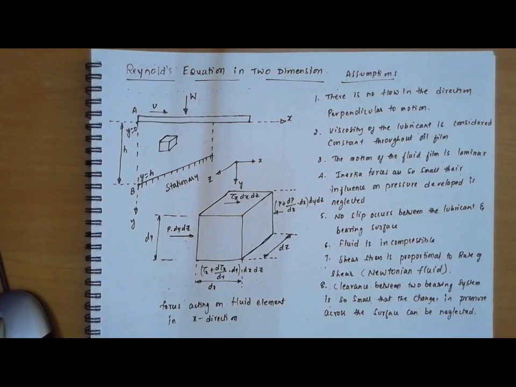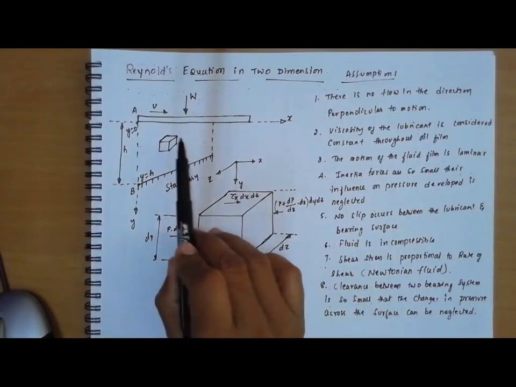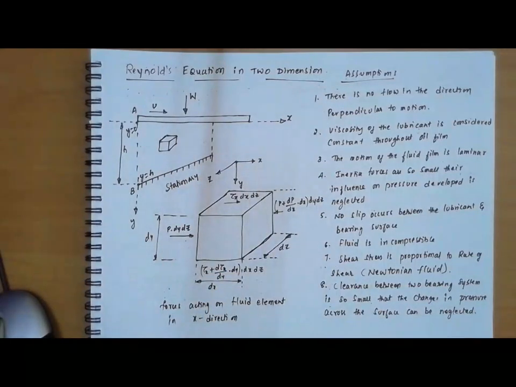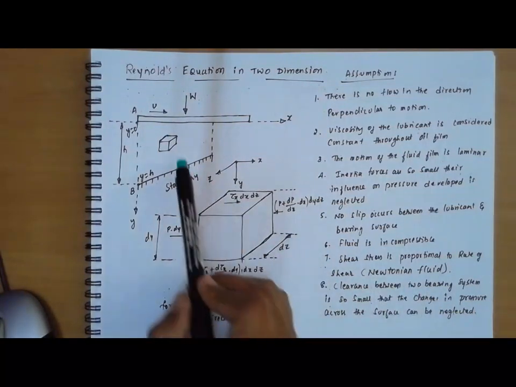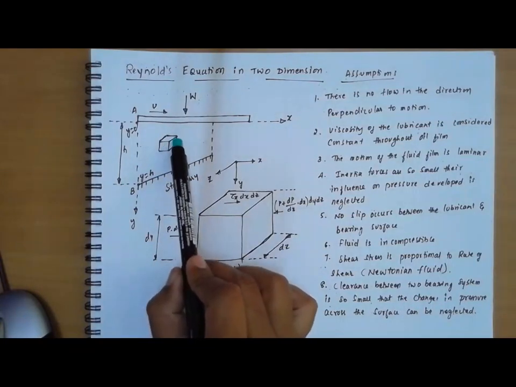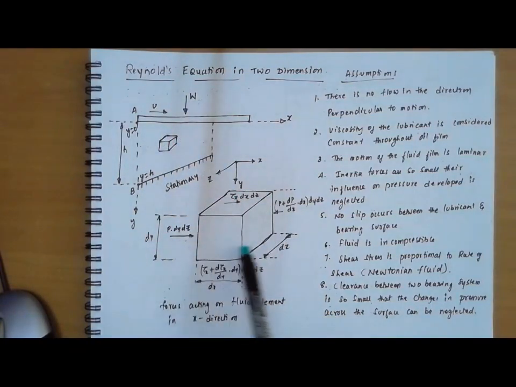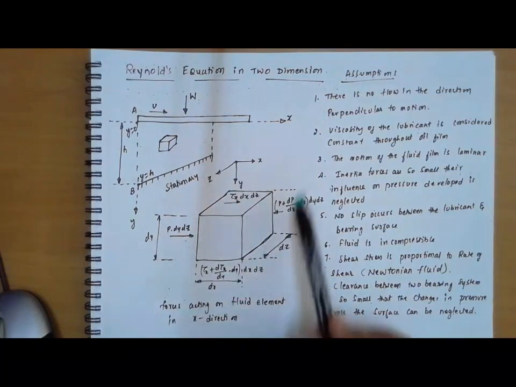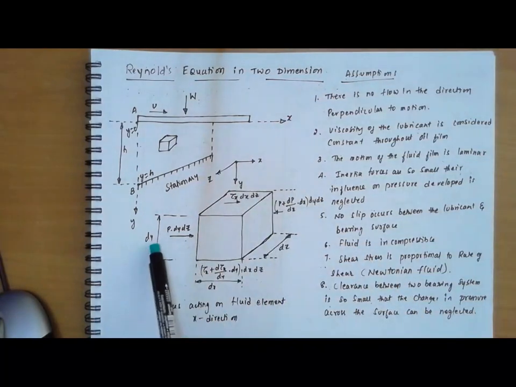So, in today's session, we are going to discuss an important topic in tribology, which is the Reynolds equation in 2 dimensions. In order to explain this Reynolds equation in 2 dimensions, I have considered a converging oil film, and in that, we have taken a small element for analysis. That element is expanded, and the forces acting on this fluid element with respect to the x direction are shown here.